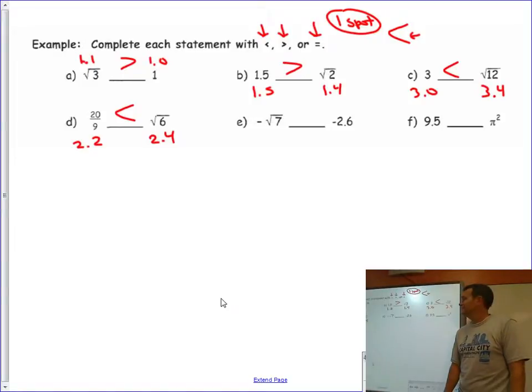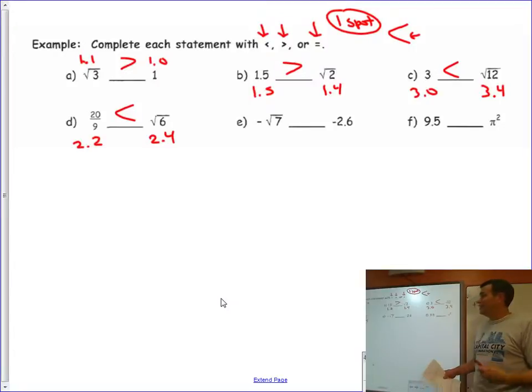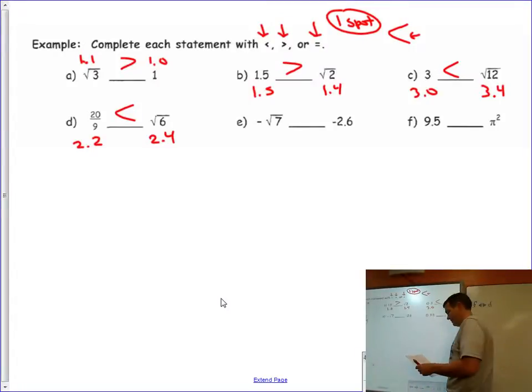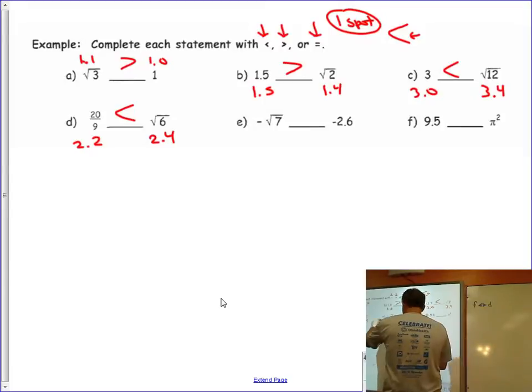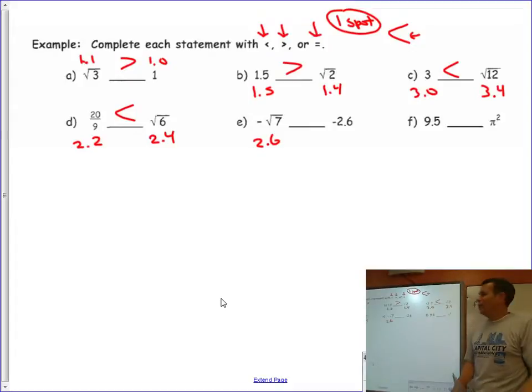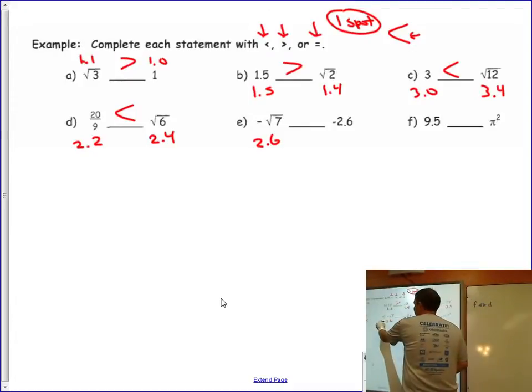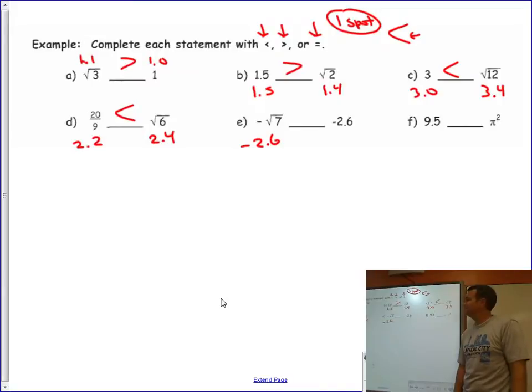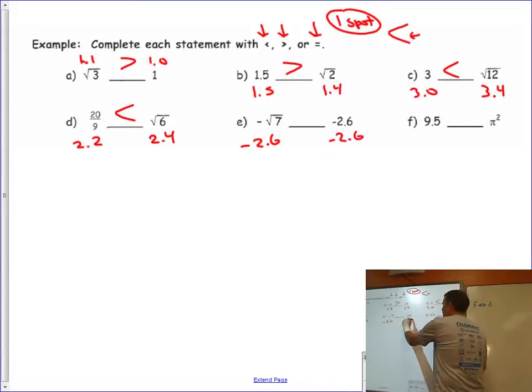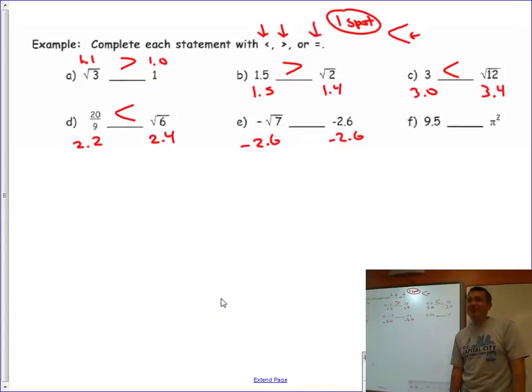All right, letter E. I have negative numbers. When I type the square root of 7 into my calculator, I find out that it is 2.6. And now I want the negative square root of 7, so it'd be negative 2.6. And of course, this is also 2.6. So these seem like they're equal. But they're not, right? I just need to go another decimal place. This is one of them where one decimal place was not enough.